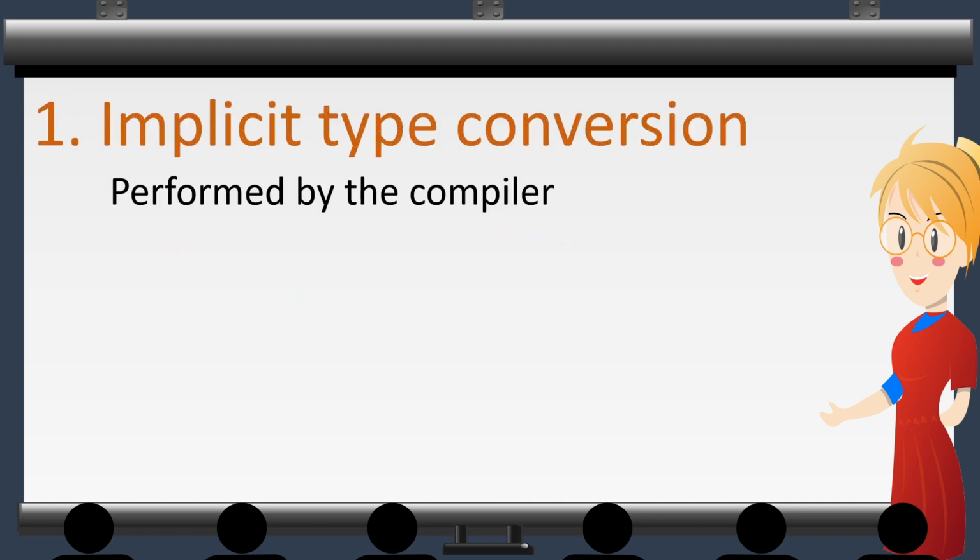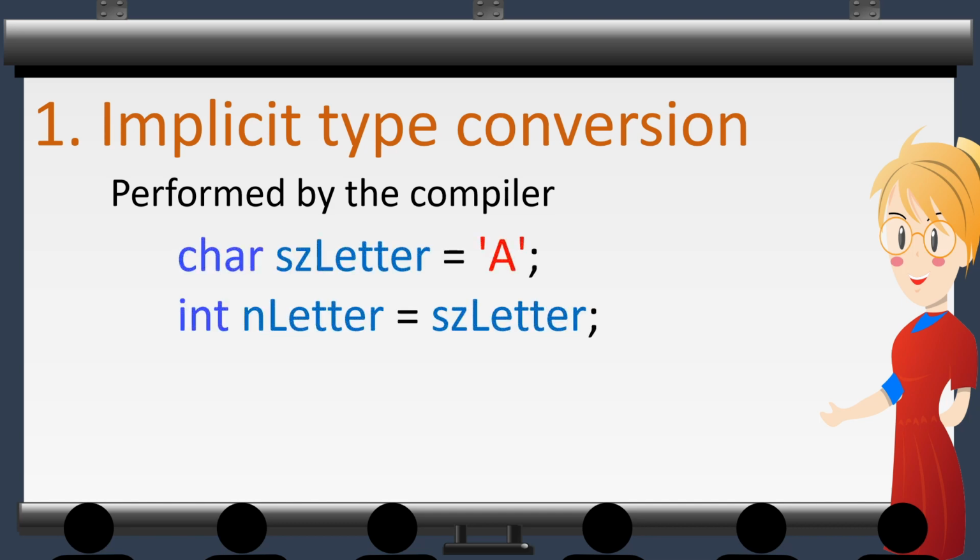Implicit type conversion. Implicit type conversion is also known as automatic type conversion. It is done by the compiler on its own without any external trigger from the user. The compiler promotes or demotes the data type based on the variable types involved in the expression. Here, in the example, the character variable is promoted to an integer data type.